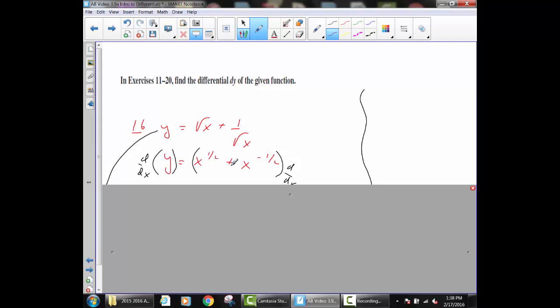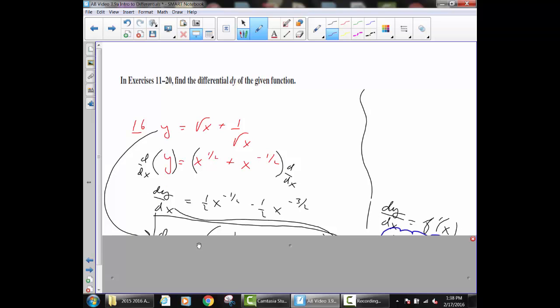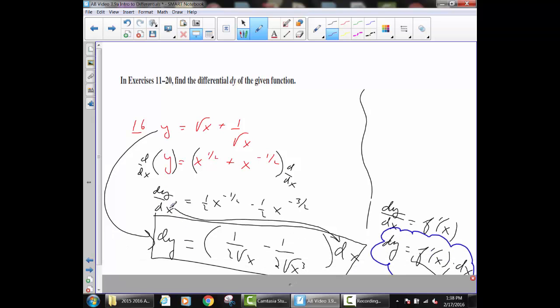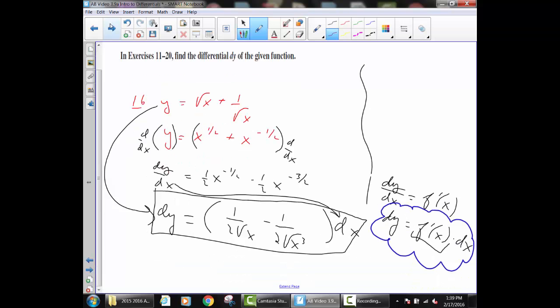Okay, this is just find the differential. You're just going to rewrite this with positive rational exponents. You're going to take d dx of each side, just like you used to. It's just one extra step, just isolate the dy. Okay, so very straightforward.